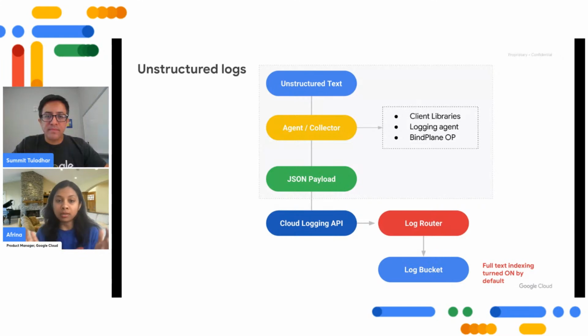We support open source, which allows you to use a logging agent. Bindplane OP is a partner that we work with, and you can also use client libraries. So this transformation needs to happen on the client side. Once it's done, you can send the JSON payload to our API. Alternatively, like I mentioned, you can send the data directly to our API and use full text indexing. When you convert unstructured text into a structured JSON payload, it gives you the same experience as what you would get if your logs were born within GCP.